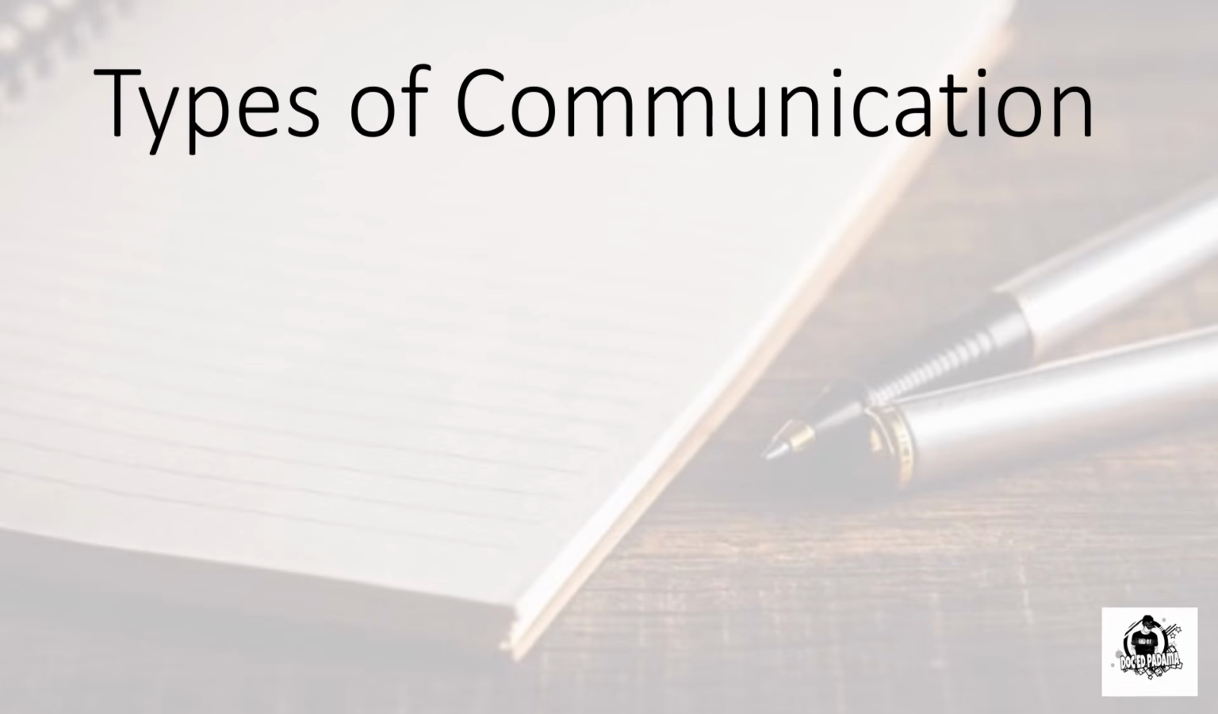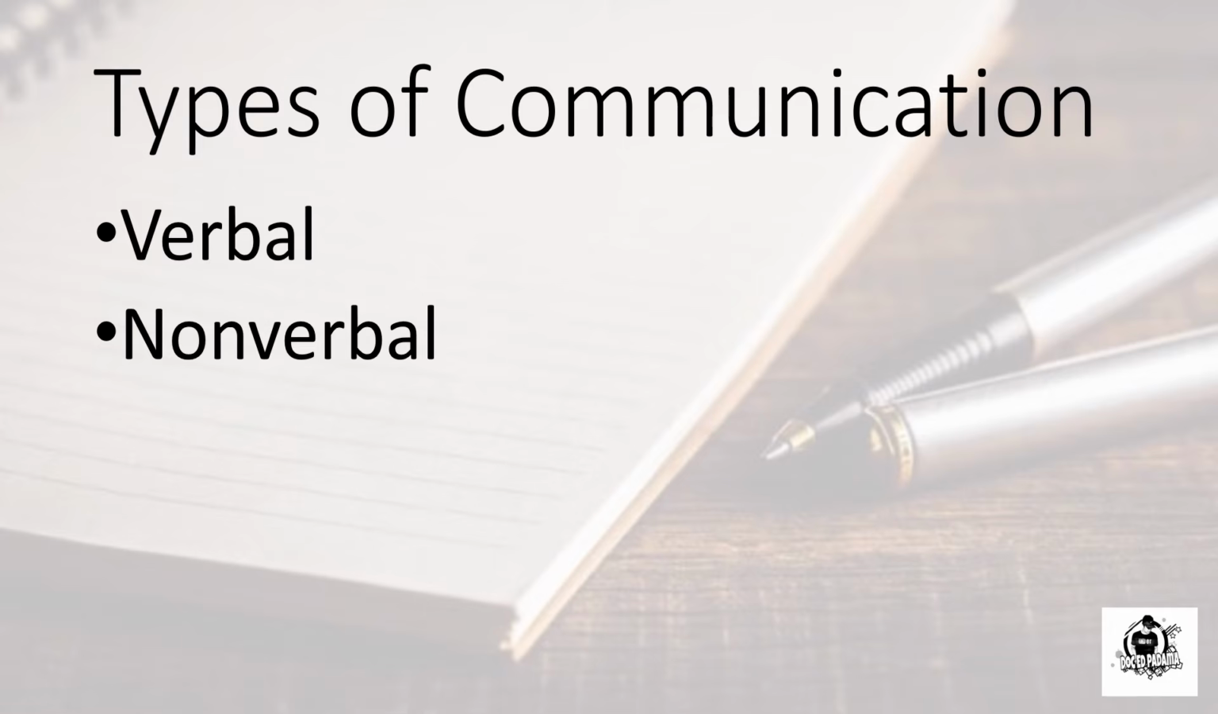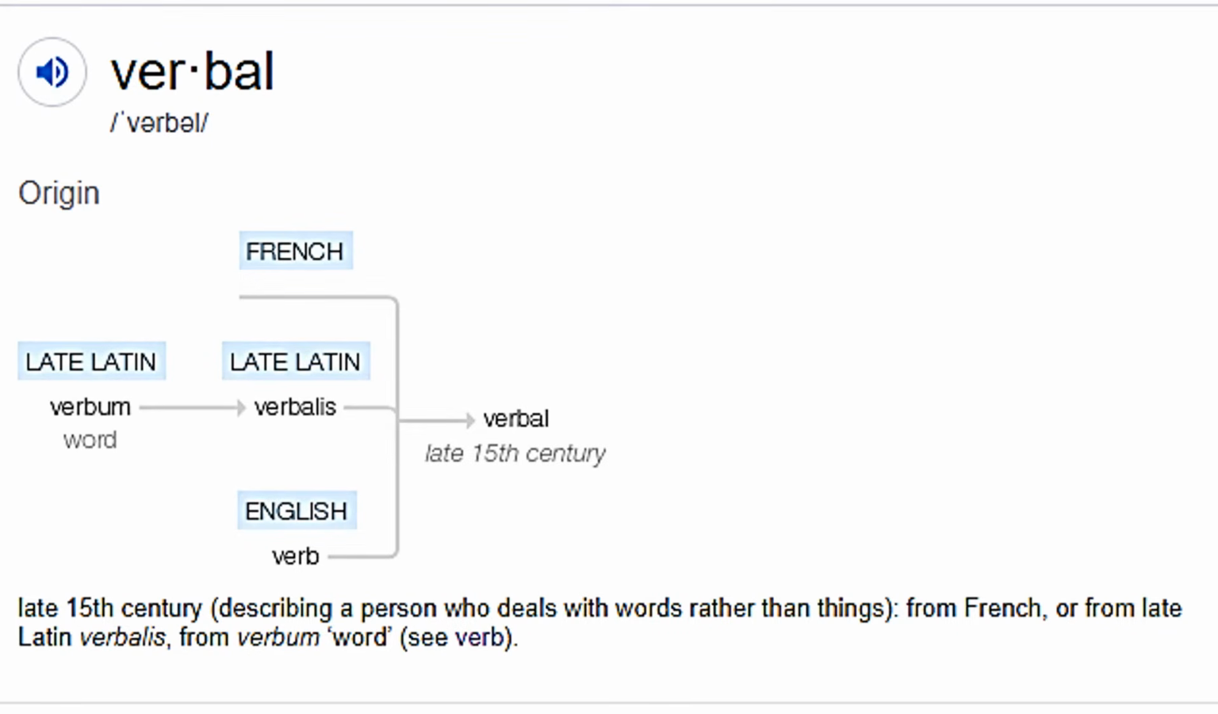Now we go to the different types of communication, and we have 2, verbal and non-verbal. Now we go to the etymology of the word verbal. Verbal originated from the Latin word verbum, and then verbalis, and then in English it was known as verb, and then in the late 15th century it became verbal. So the meaning of verbal, according to the definition, is simply word.